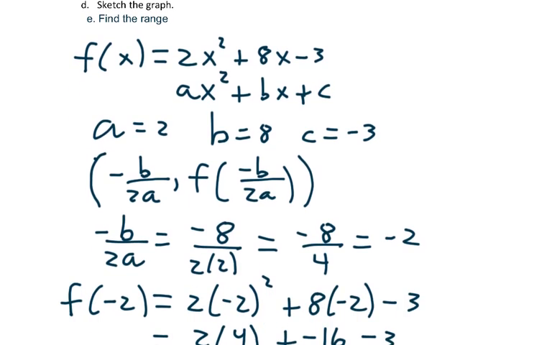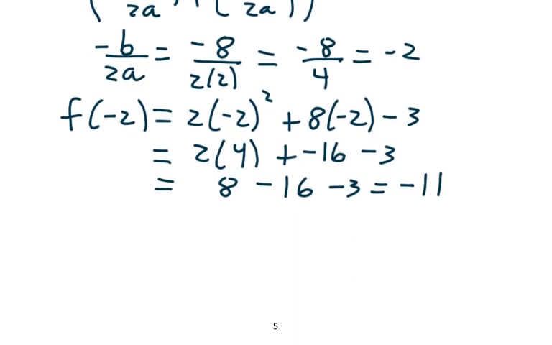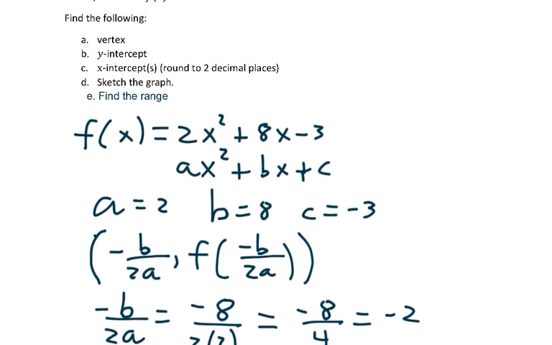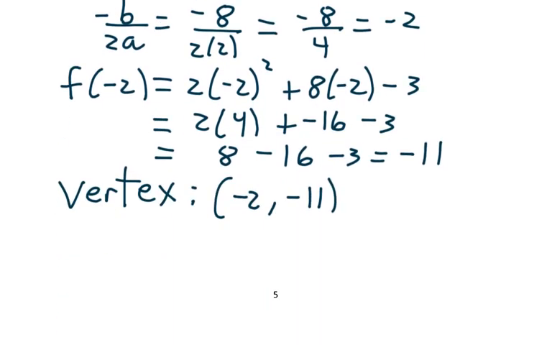So now we have the vertex. Okay, so let's get the other stuff. The vertex, remember, is a point. So the vertex we have is negative 2, negative 11. Okay, that's good. Now, the y-intercept. For the y-intercept, that's easy. You just do f of 0. Well, it's the point, actually, I should say, 0, f of 0.